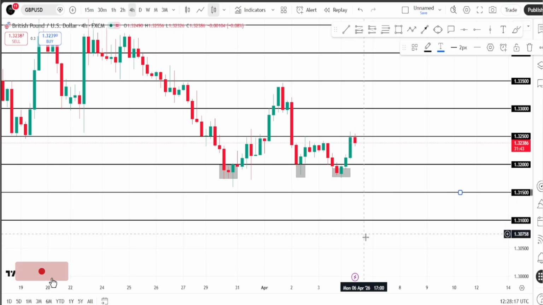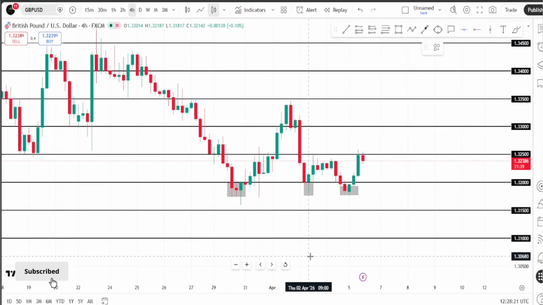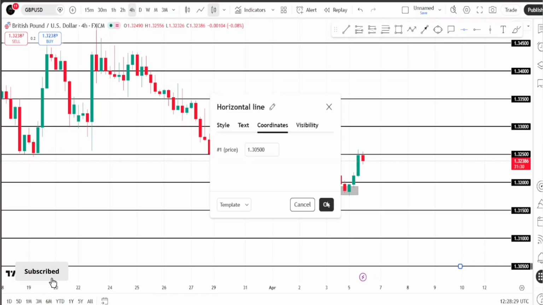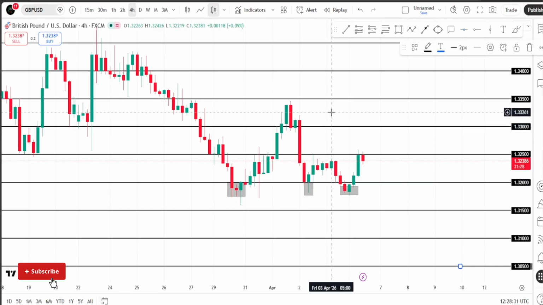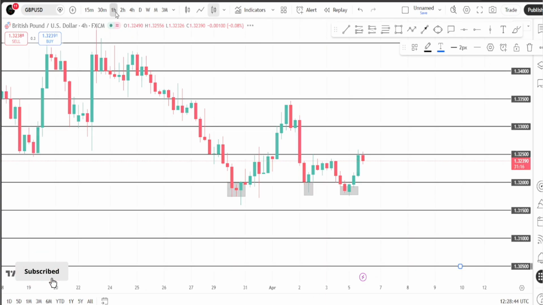Perfect. So guys, these are the psychological levels we have marked out on our chart. Let me bring the last one here, 1.3500. Now we did it on the 4-hour time frame, but when you scale down from the big picture to the smaller picture, you're going to see that price will be moving perfectly through the zones, that is, through the psychological levels. So now let's go to 1 hour.